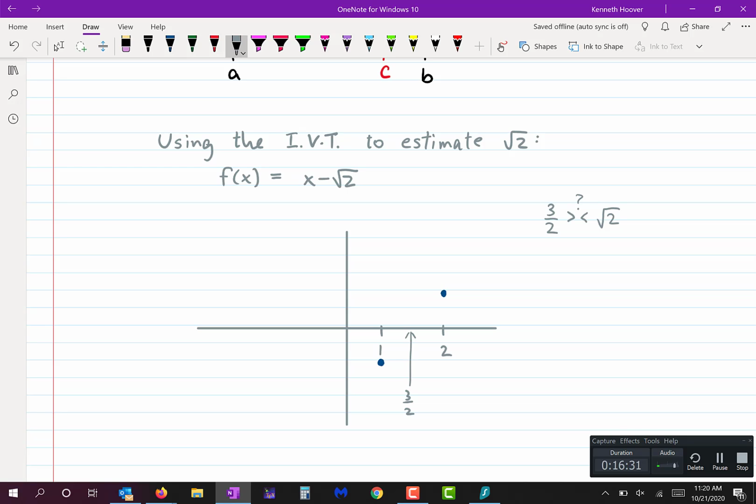Square 3 halves and you would get 9/4. Square the square root of 2 and you get 2. What's bigger, 9/4 or 2? 9/4 is bigger, which means that 3 halves is bigger than the square root of 2.